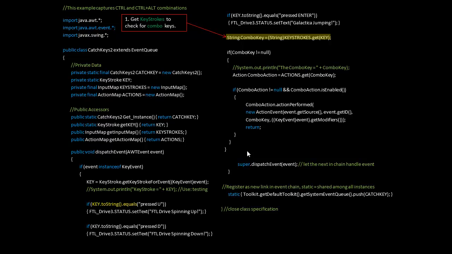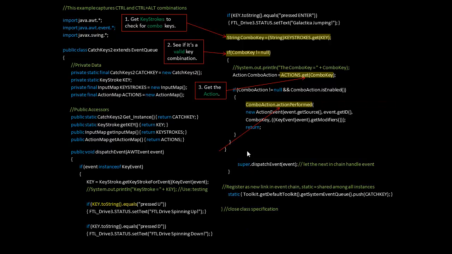First, we have a string here called combo key. And it gets keystrokes and checks for combo keys or key combinations. Okay, so you just want to make sure that it's a valid key combination, that it's not null. We don't want to unnecessarily process events that we don't have to. Here we're going to get the action, whatever the action was. And then we're simply going to call the event handler method, and in this case it'll be an overridden version of actionPerformed.